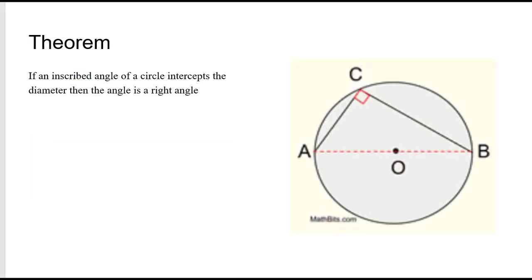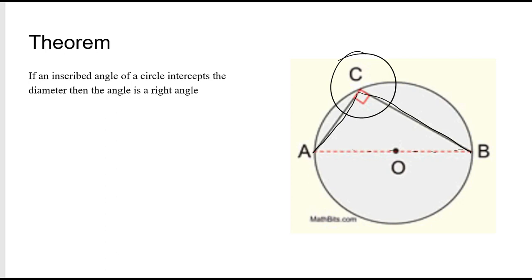Alright, another theorem we have to talk about. This doesn't really have a name, but it says here if an inscribed angle, which is our C, has endpoints, see how it's going from C to A and C to B, if you notice from A to B right here, this little dotted line, that's called the diameter. If you remember from class, we talked about semicircles. A diameter creates a semicircle.